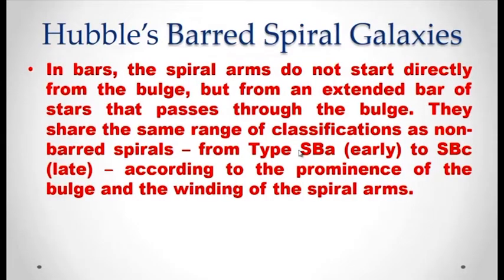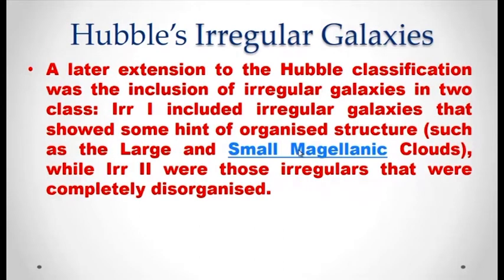Now coming to barred spiral galaxies. In barred spirals, the spiral arms do not start directly from the bulge, but from an extended bar of stars that passes through the bulge. They share the same range of classification as non-barred spirals, from type SBA, which is the early type barred spiral galaxy, to SBC, which is the later type barred spiral galaxy, according to the prominence of the bulge and the winding of the spiral arms.